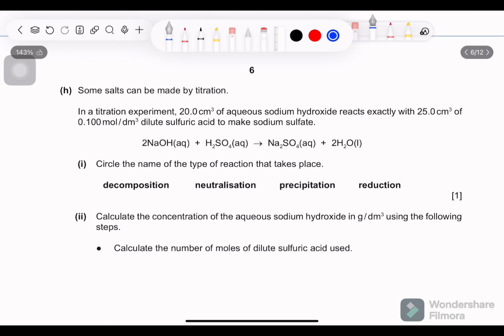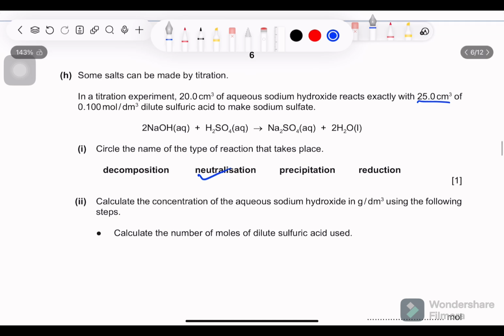Okay, so a titration question. Some salts can be made by titration. In a titration experiment, 20 cm cube of aqueous sodium hydroxide reacts exactly with 25 cm cube of 0.1 moles per dm cube dilute sulfuric acid to make sodium sulfate. The equation is given. Circle the name of the type of reaction that takes place. Of course, an acid and a base are reacting, so neutralization.